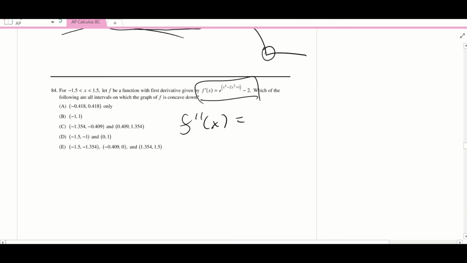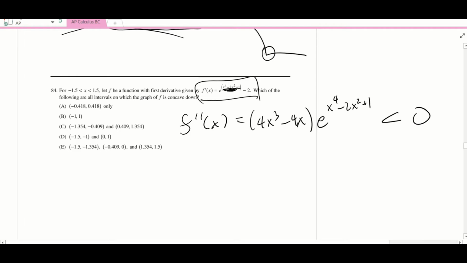f double prime of x equals, sorry about that, well, from the chain rule, we just take the derivative of this here, which is 4x cubed minus 4x times e to the power of x to the 4, plus 1 minus 2x squared, right? So we want to find when this is, sorry, when this is less than 0.